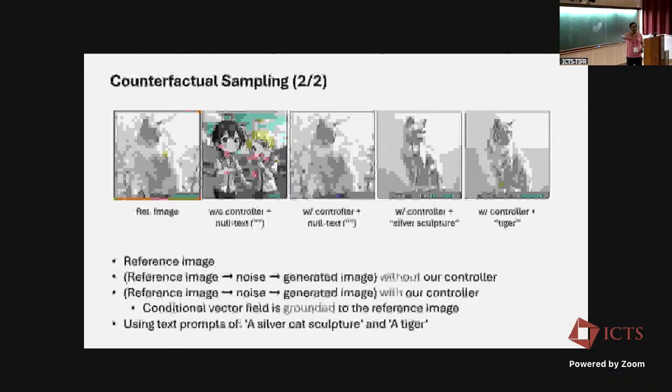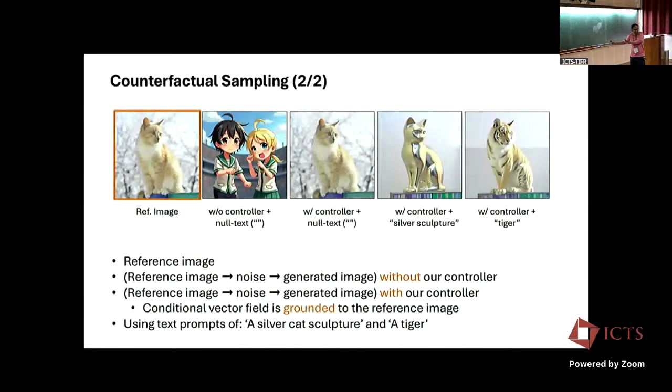If there's no condition, ideally, in theory, with null text, you should get back the same thing, because it's an ODE, there's no stochasticity anywhere. You're just going forwards and backwards, you should get to the same point. This is what discretization error is giving you.